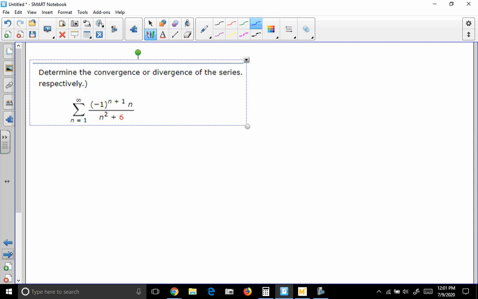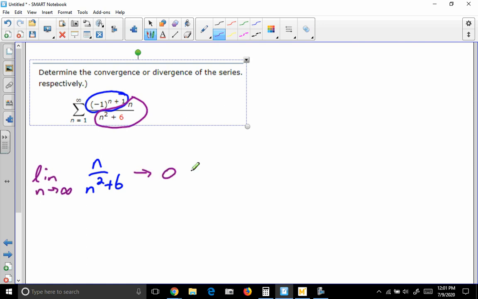If we look at the next one, let's look at the non-alternating part, n over n squared plus 6. This is alternating because we have -1 to a power. The power is not just n this time, it's n plus 1, but that just makes the first one have an even exponent, where the previous one, when n was 1, we had an odd exponent. So the part that generates the numbers in the sequence is n over n squared plus 6. So if we take the limit of this one as n goes to infinity, that's going to go to 0.